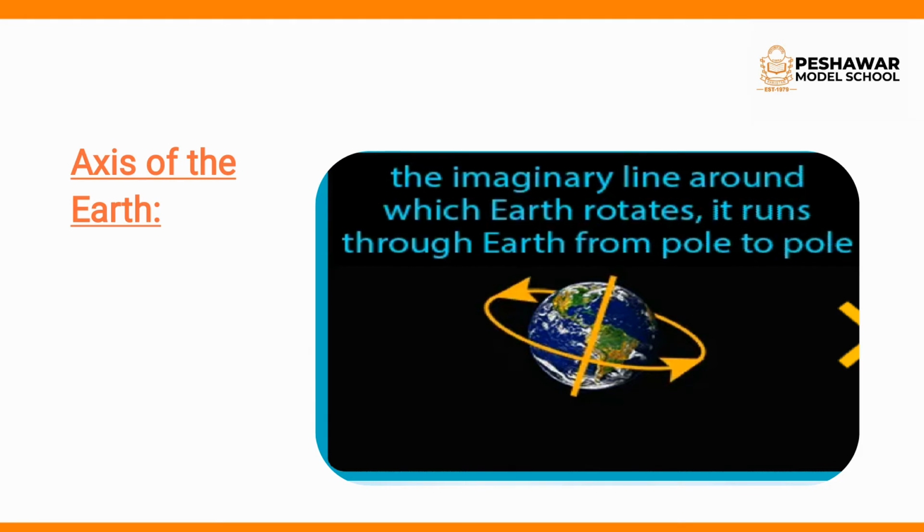First of all, our topic is axis of the earth. Axis of the earth means the imaginary line around which the earth rotates. It runs through the earth from pole to pole. If you look at this diagram, the yellow straight line is called the imaginary line that runs from the north pole towards the south pole. So this yellow line is called the axis of the earth. This is the point around which the earth rotates.